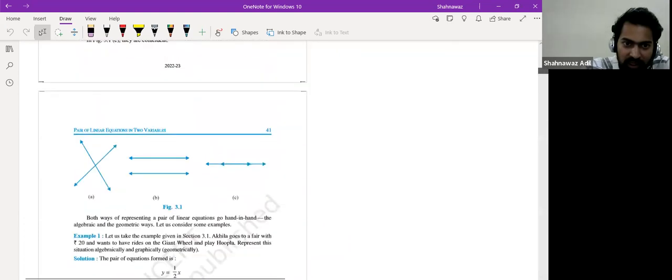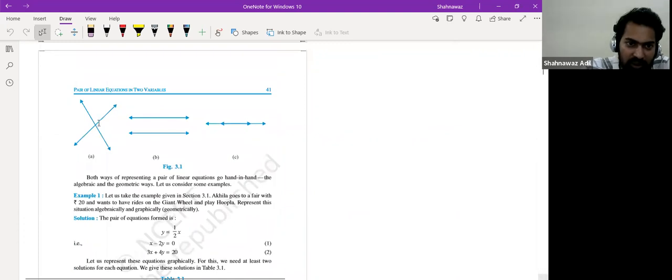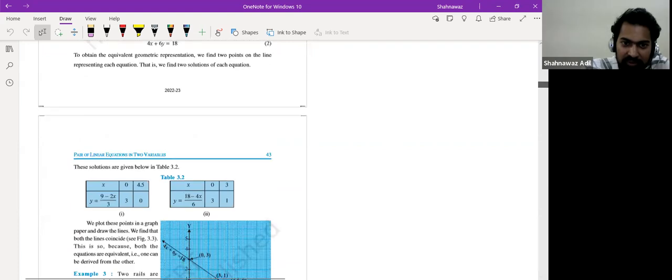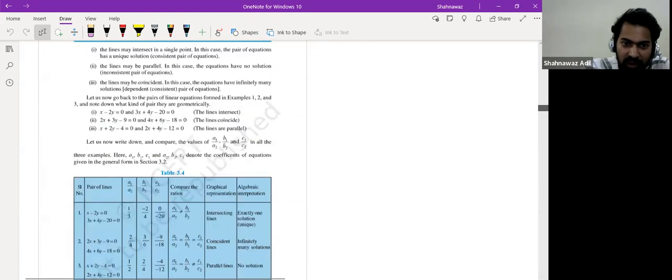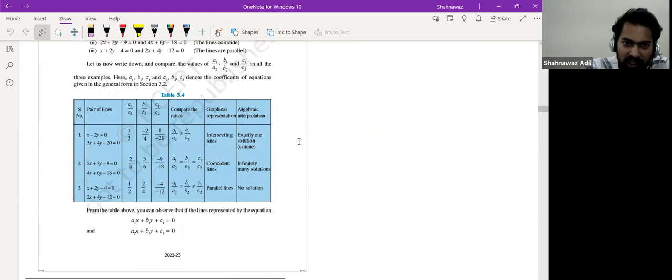So this I talked about, right? This is what? Unique solution, no solution, many solutions. Yes, sir. So you see that A1 by A2 not equal to B1 by B2 is intersecting. All three equal means coincident, right? And two equal and another not equal means parallel, right? Understood? Yes, sir.